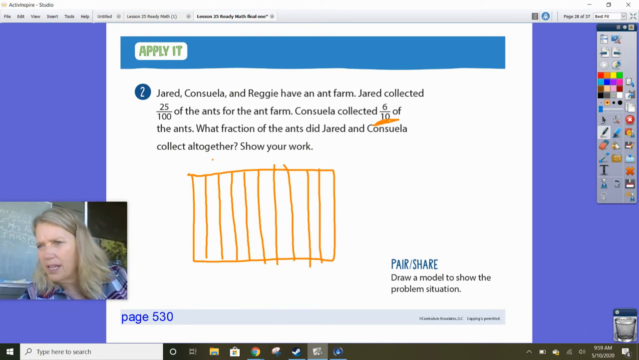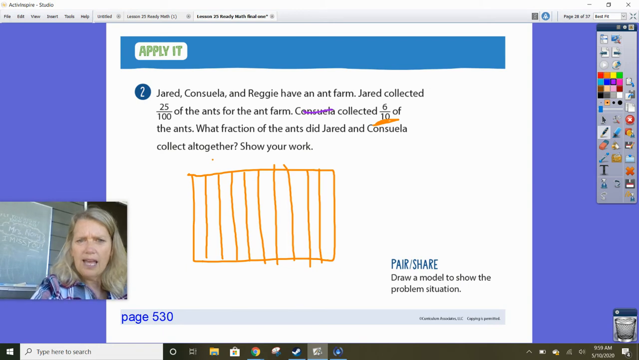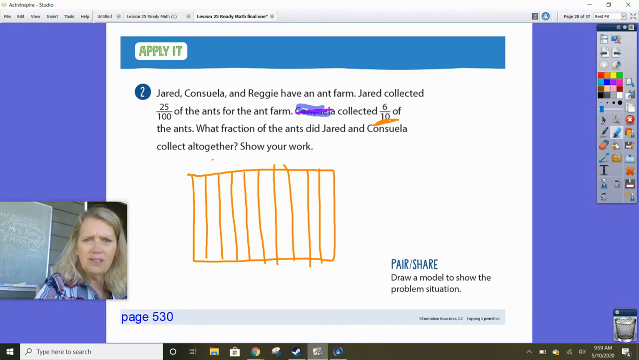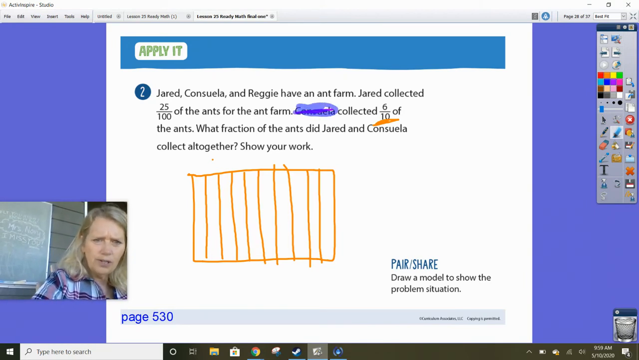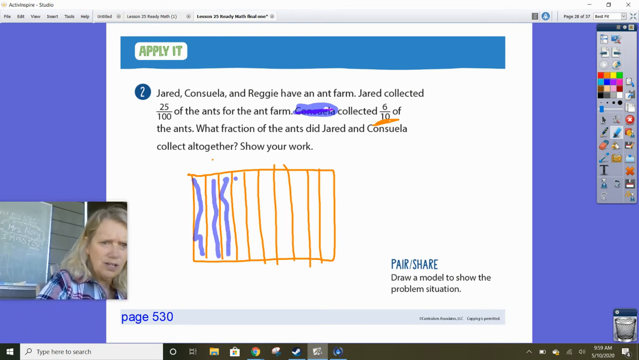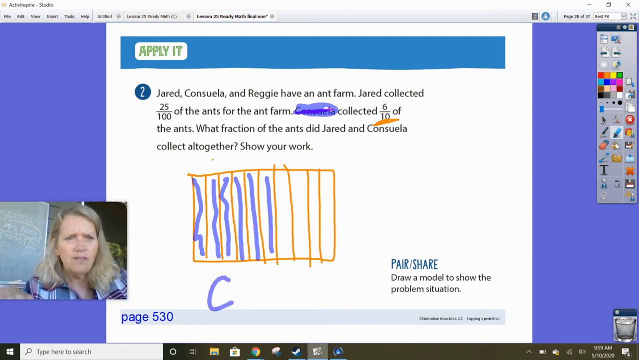Much better. I'm going to get a different color to represent Consuela. She is going to be purple. I was really looking for a highlighter. Okay, there. Consuela has got 6 of these. 1, 2, 3, 4, 5, 6. That's the C. Different color for Jared.